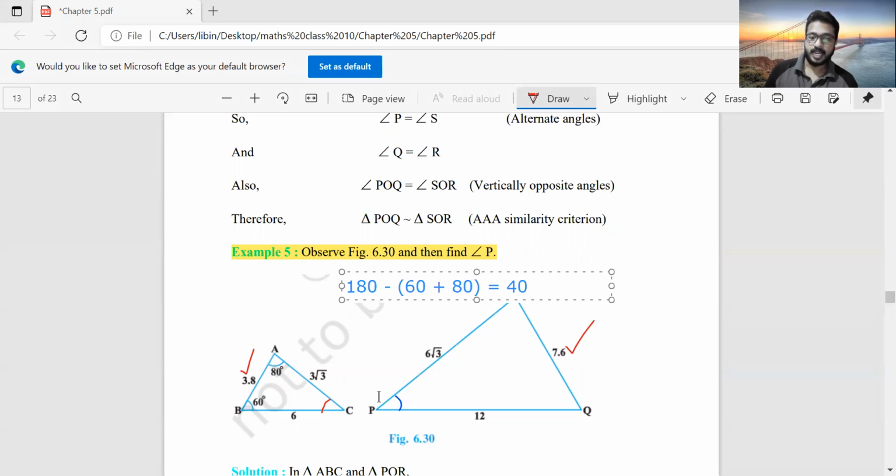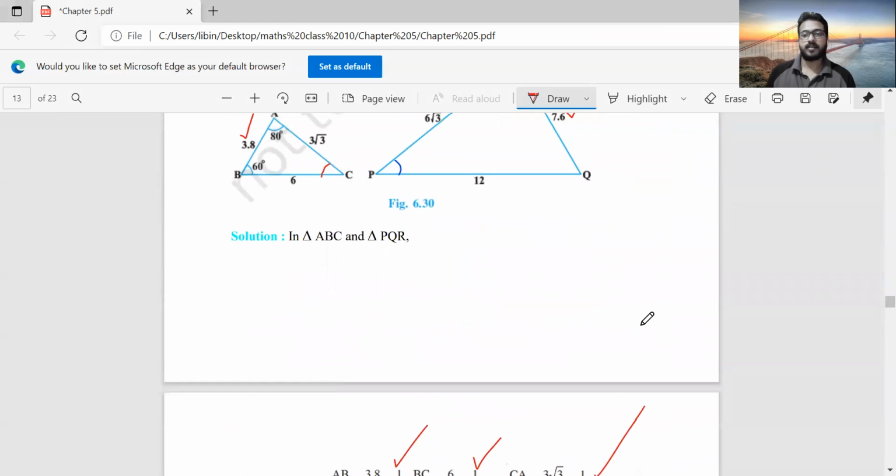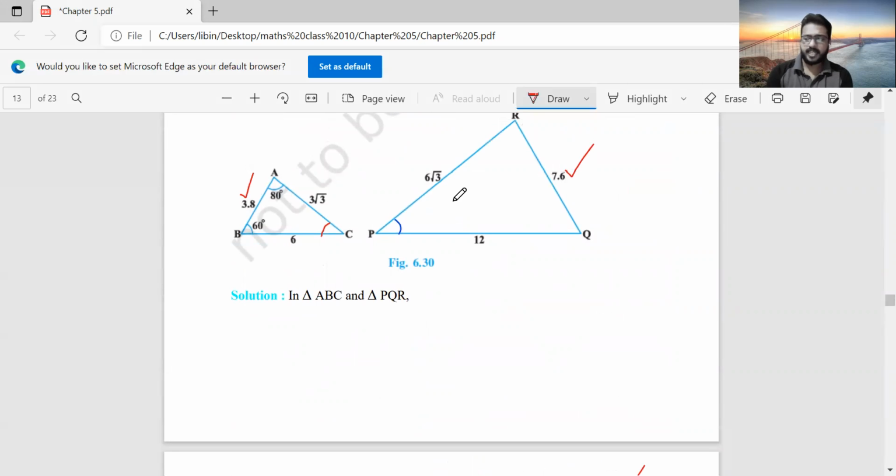So we have found angle C as 40 degrees. Now, as I have told you, the corresponding angles of two similar figures should also be equal. So, corresponding to angle C, the corresponding angle in triangle PQR is angle P, which was our question. So, we can write angle P is equal to 40 degrees. Clear? So it is actually very easy.